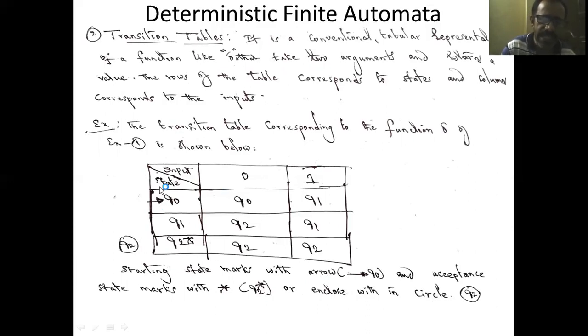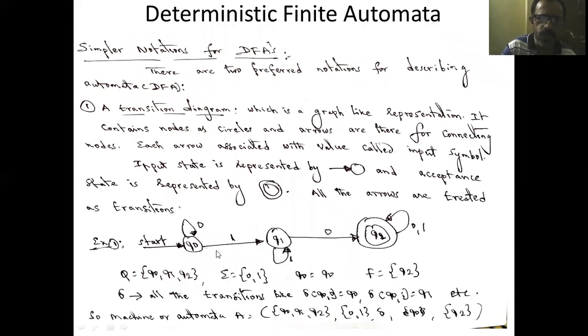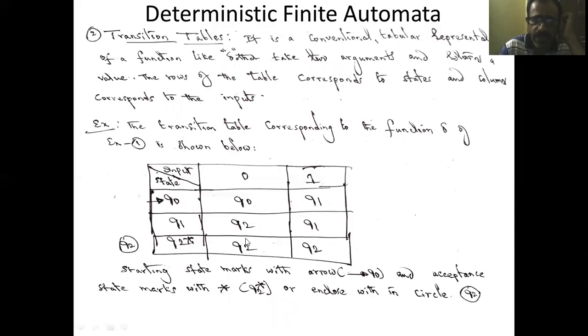So first take states. How many states are there? 3 states: Q0, Q1, Q2. I am showing a transition table for this diagram. What is Q0? Initial state. In the diagram, and in the transition table also, we can easily recognize the initial state and acceptance state. Initial state is represented by using an arrow. Acceptance state is represented by using a star, or we can represent that particular acceptance state within a circle. Nothing wrong. If you write Q2 within a circle, that is treated as acceptance state. Or if you write a star above Q2, that is recognized as acceptance state.